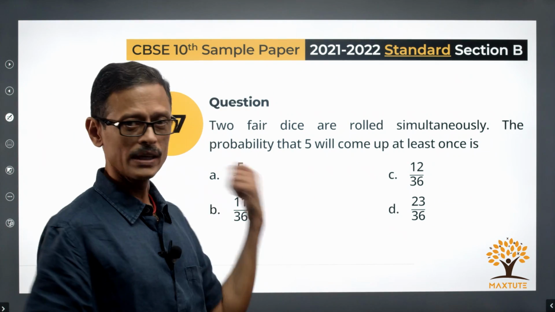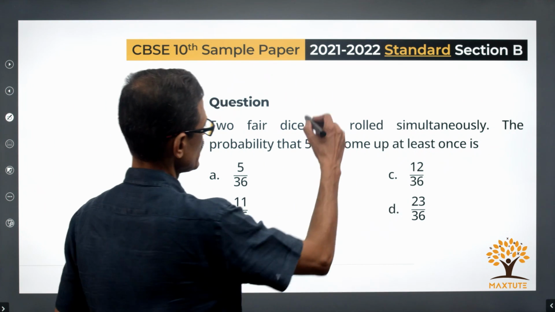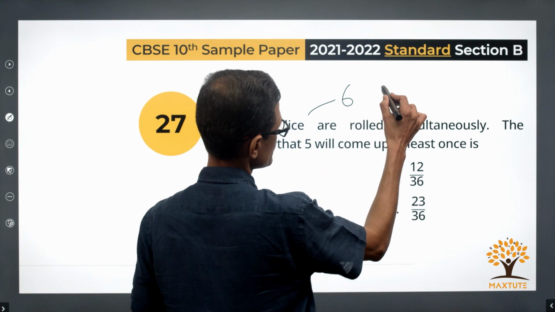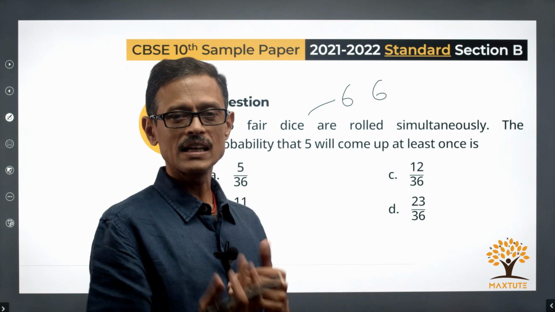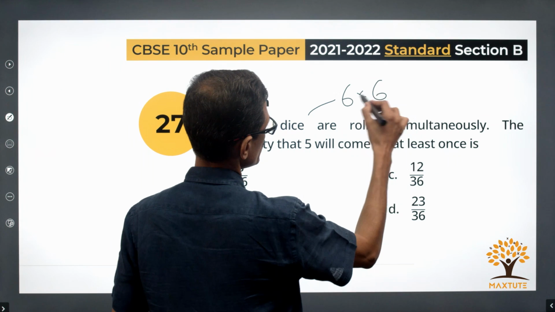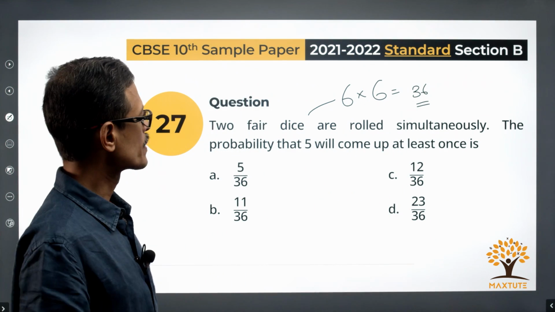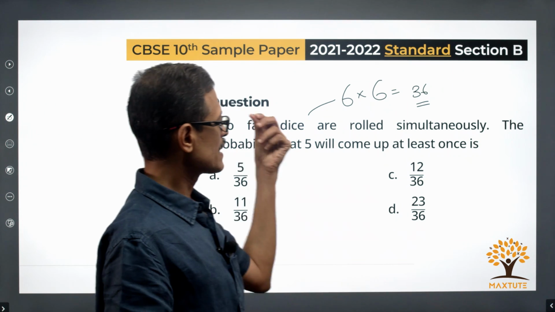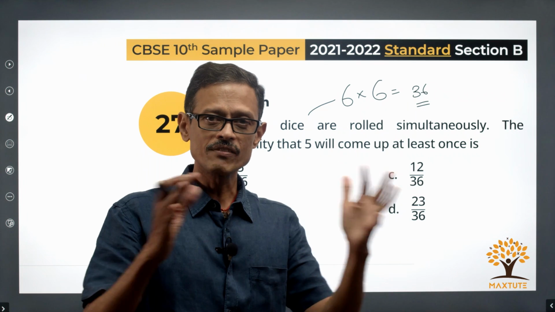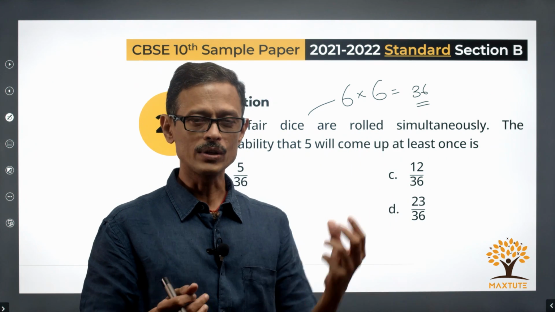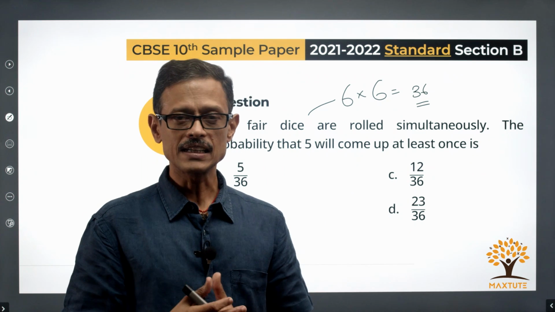This is essentially rolling a die. 2 fair dice are rolled simultaneously. When I roll a die once, I'll have 6 outcomes. Roll a die a second time, 6 outcomes. Or roll 2 dice simultaneously. Each of these dice will have 6 outcomes each. So total number of outcomes will be equal to 36. So essentially, we've got the denominator in place at this point. The probability that 5 will come up at least once is what we are talking about. We'll solve this question in 2 ways. One way, let's list down the favorable outcomes, count it, it's not too difficult, and get the answer. Second, let's use the complement of an event and then get the answer.